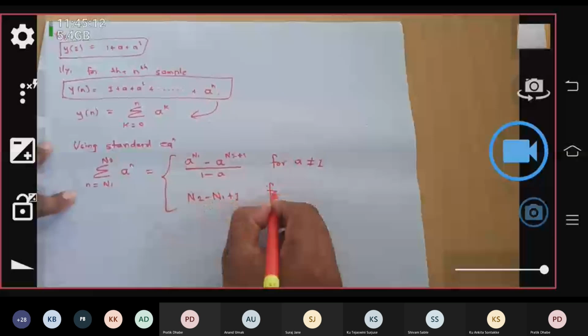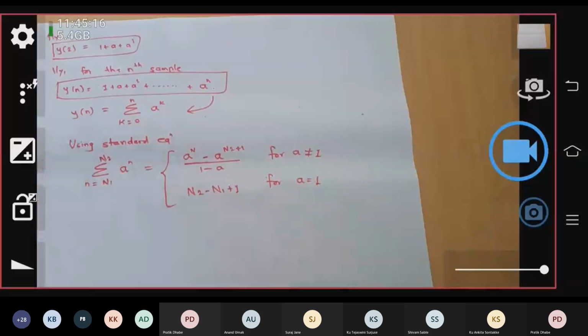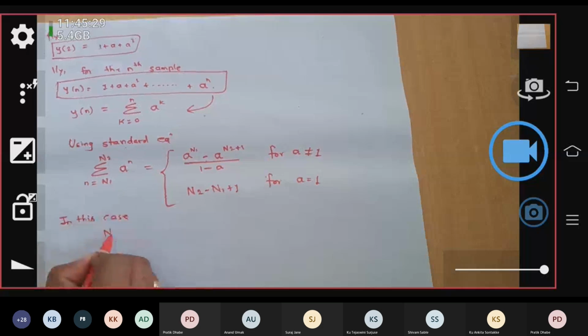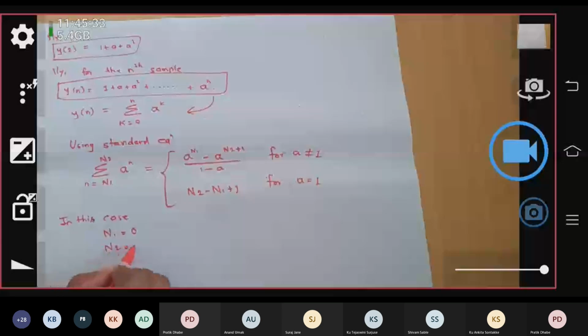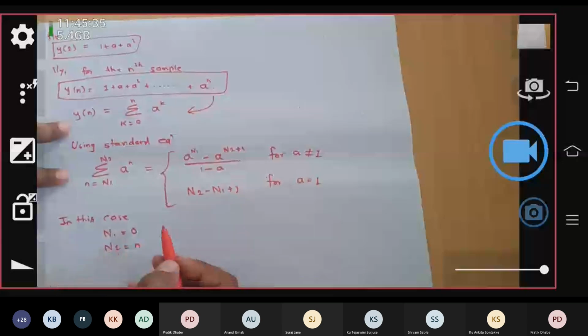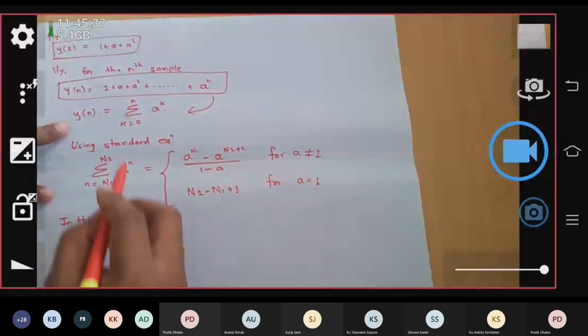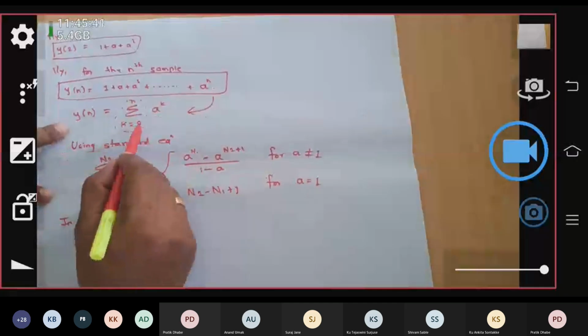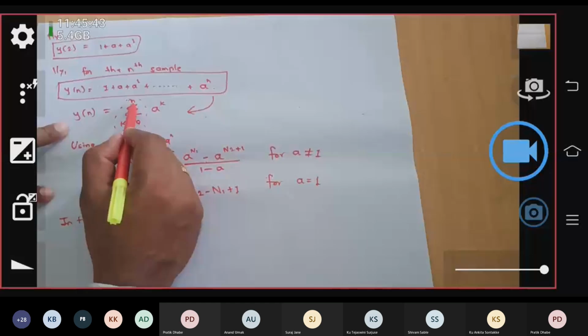This is a standard mathematical expression for summation a raised to k, when the limits are n1 and n2. Now in this particular question, you can see that n1 is equal to 0 and n2 is equal to n. Where did I take these values from? I've taken the values from here. You can see that n1 is nothing but 0 and n2, the higher limit, is nothing but n.